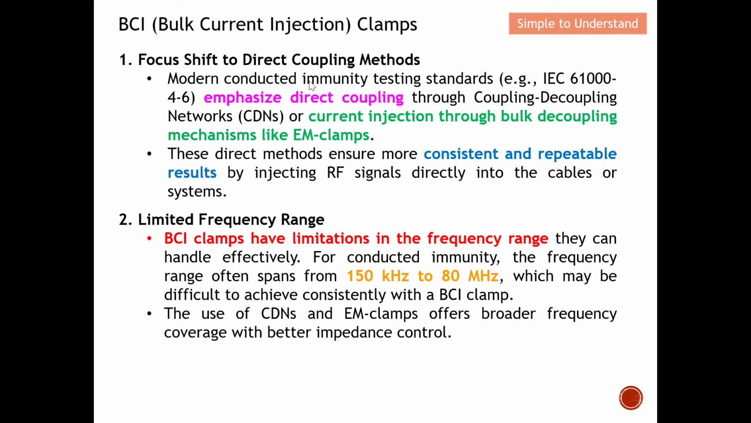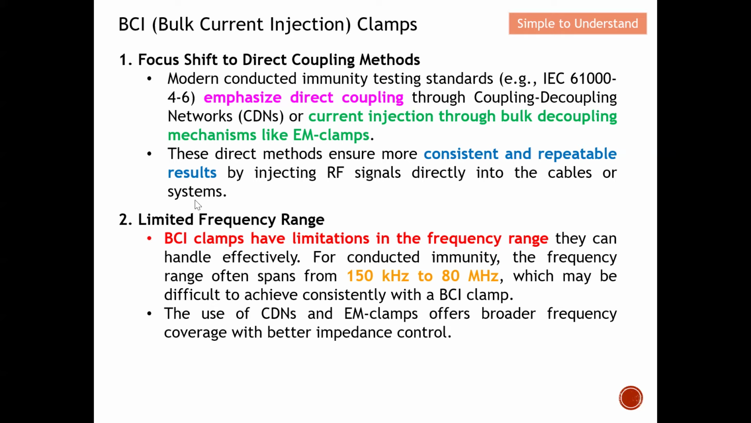Basically, they prefer to have a direct coupling and they also like to have a form of decoupling mechanism, such as EM clamp, same as for CDN. This direct method ensures more consistent and repeatable results by injecting the RF signal directly into the cable or system. Because of this coupling, the RF or noise signal is directly injected into the cable.